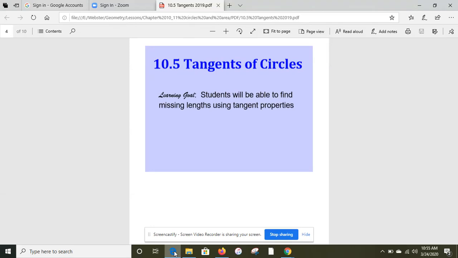Hello, good morning. This lesson today, guys, is on 10.5 tangents of circles. This is your first officially new material coming back from spring break.